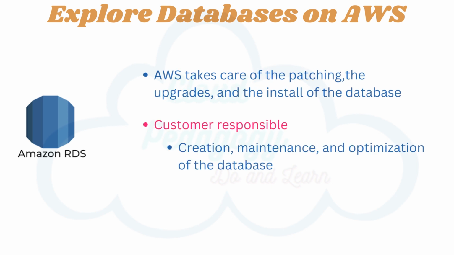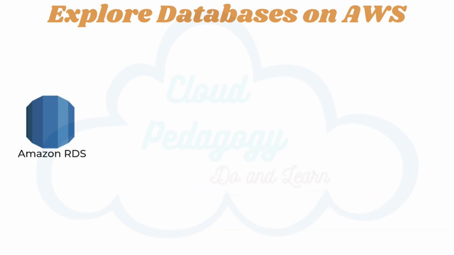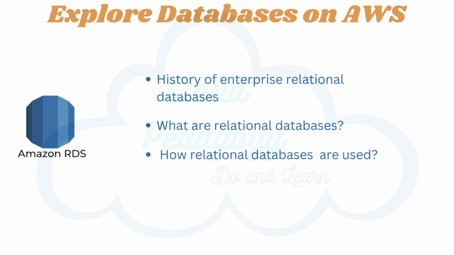The task that you are then responsible for is the creation, maintenance, and optimization of the database itself. So you are still in charge of creating the right schema, indexing the data, creating stored procedures, enabling encryption, managing access control, and more. But all of the rest of the undifferentiated heavy lifting that goes into operating relational databases will be taken care of by AWS. To start off the lessons on databases, we will dive into the history of enterprise relational databases and explain what relational databases are and how they are used.